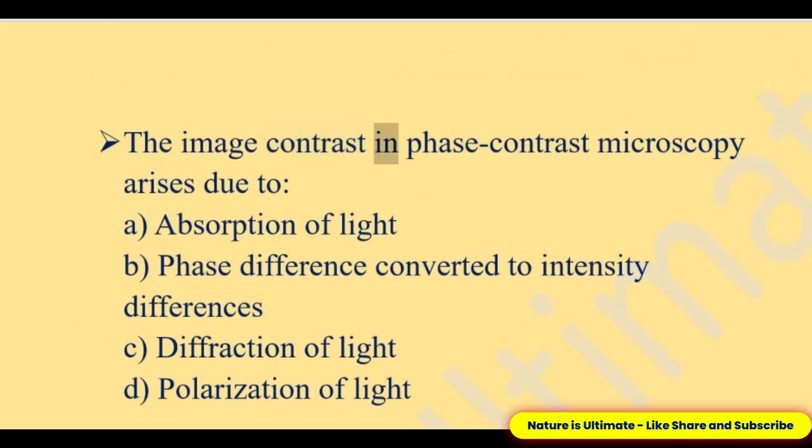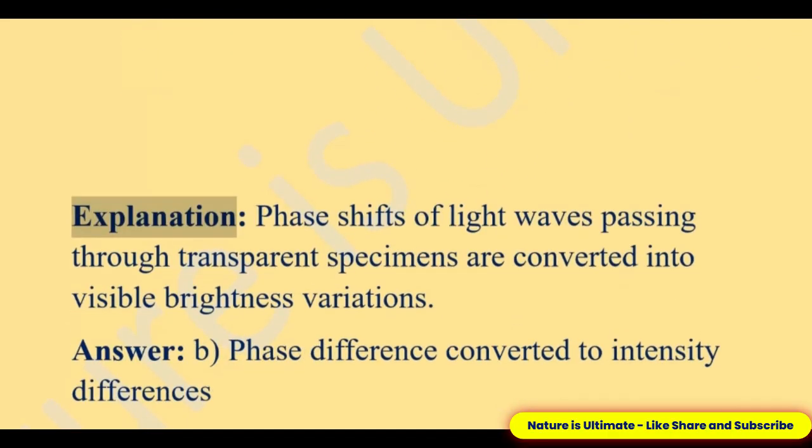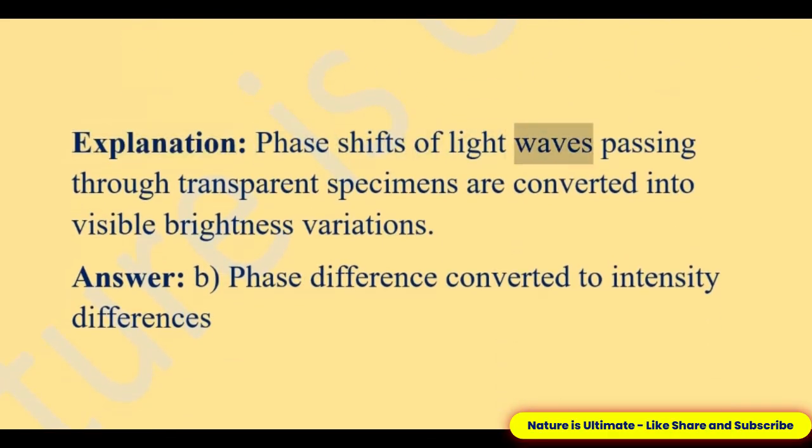The image contrast in phase contrast microscopy arises due to: A. Absorption of light. B. Phase difference converted to intensity differences. C. Diffraction of light. D. Polarization of light. Explanation: Phase shifts of light waves passing through transparent specimens are converted into visible brightness variations. Answer: B. Phase difference converted to intensity differences.